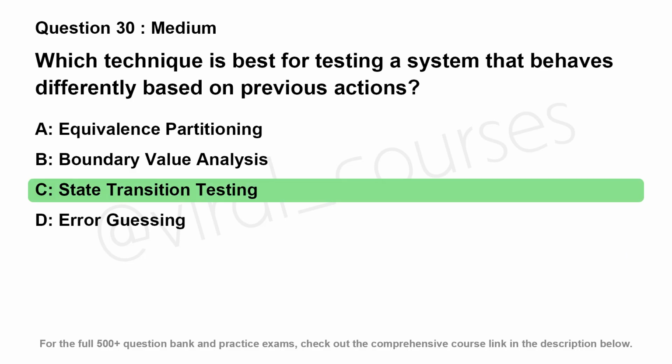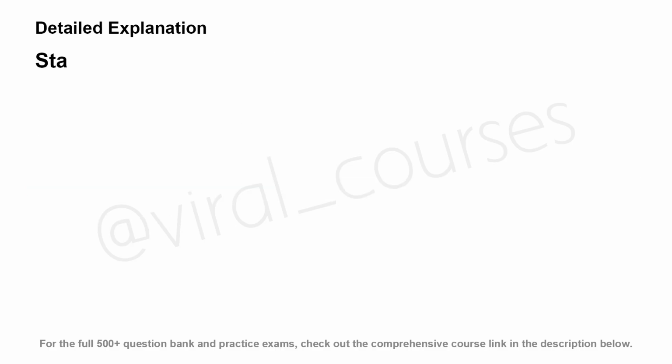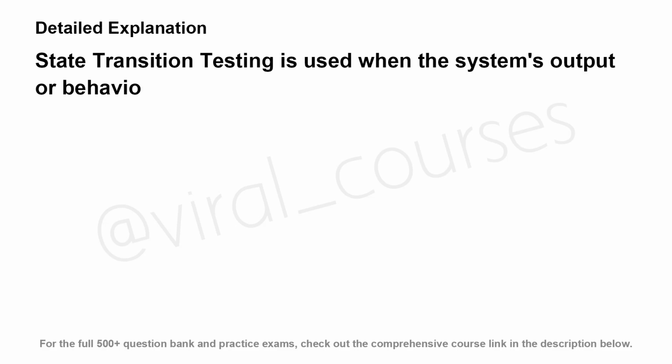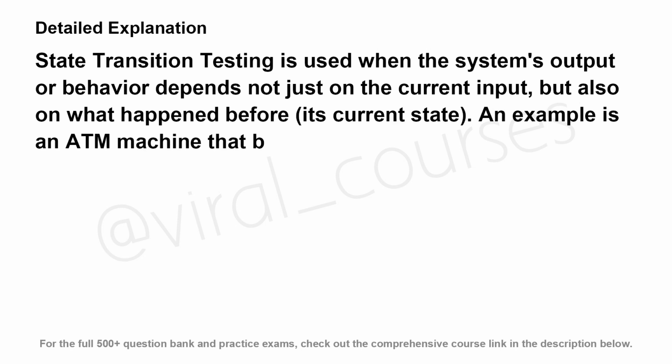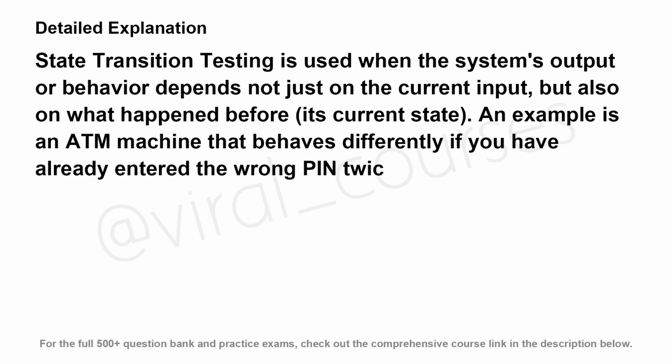The correct answer is C. State transition testing is used when the system's output or behavior depends not just on the current input, but also on what happened before its current state. An example is an ATM machine that behaves differently if you have already entered the wrong PIN twice.